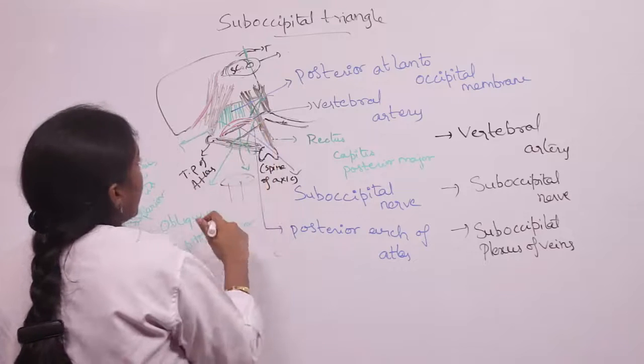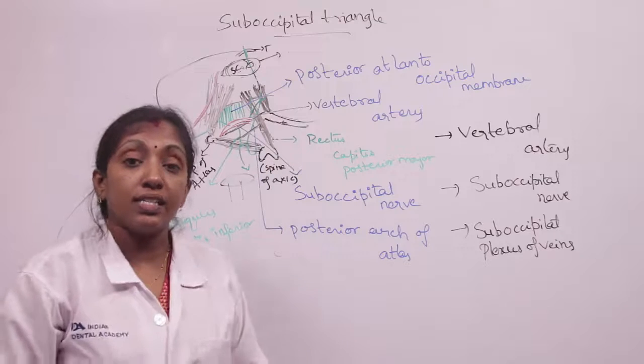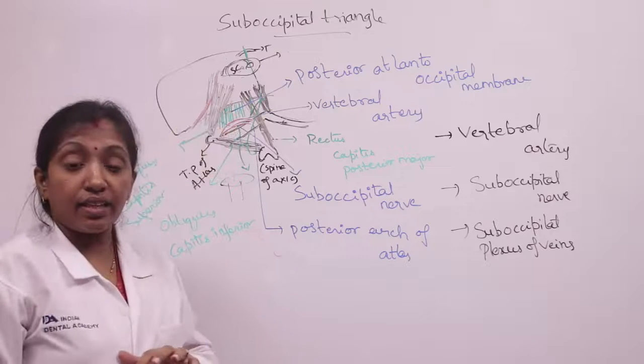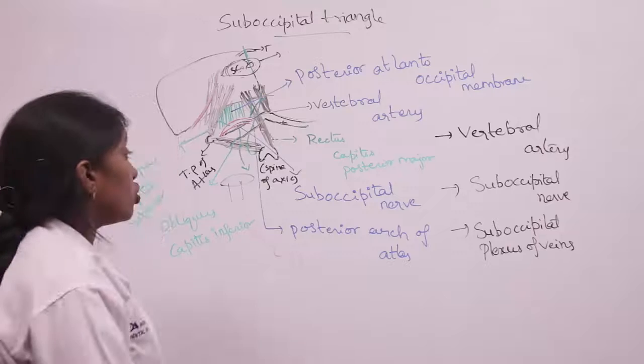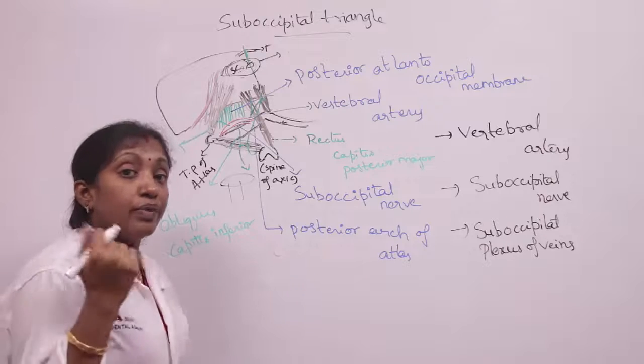So this is the vertebral artery. The third part of the vertebral artery is seen in the suboccipital triangle. Usually the vertebral artery is a branch from the first part of the subclavian artery.